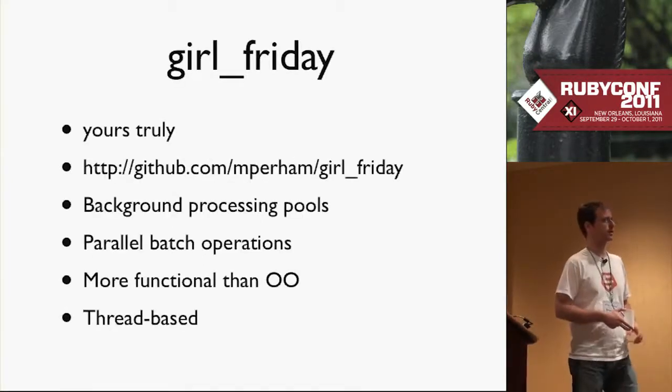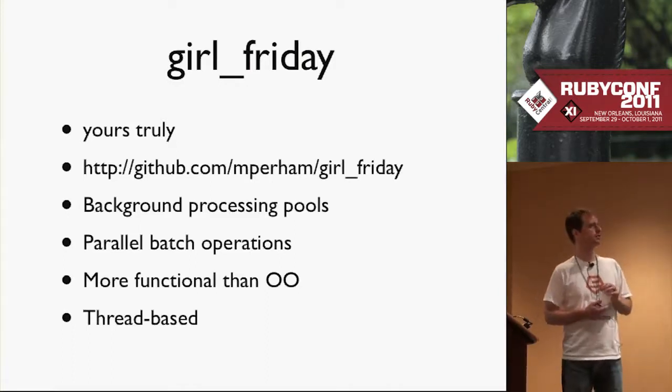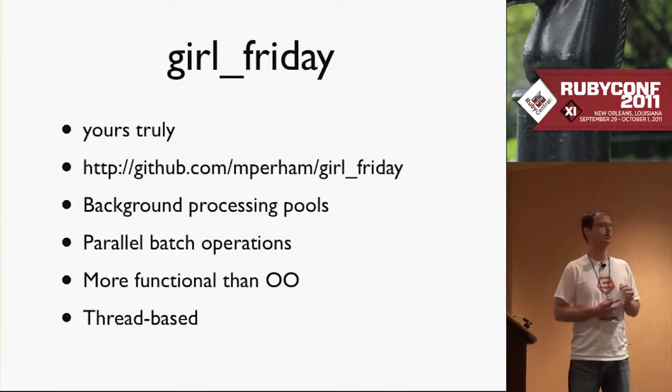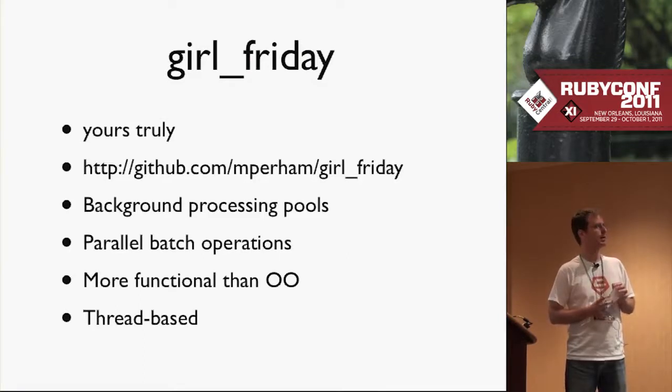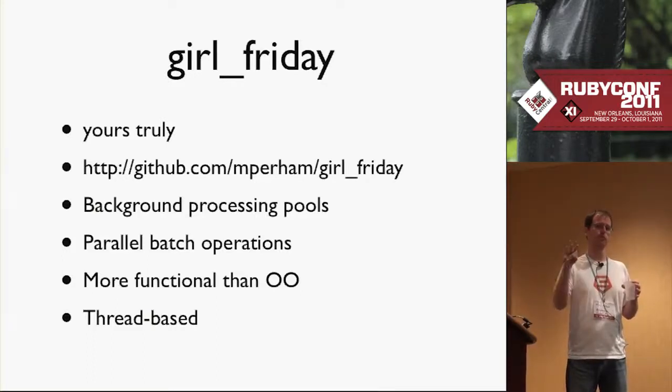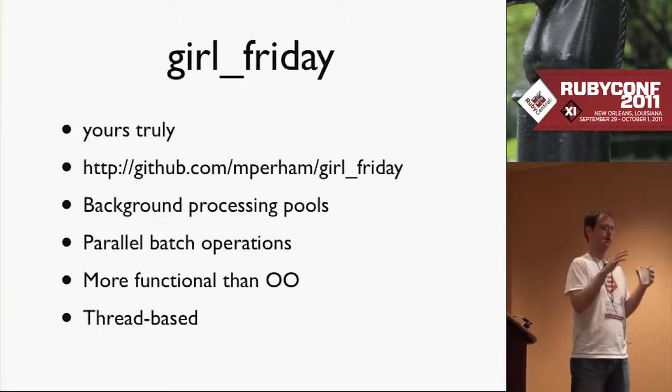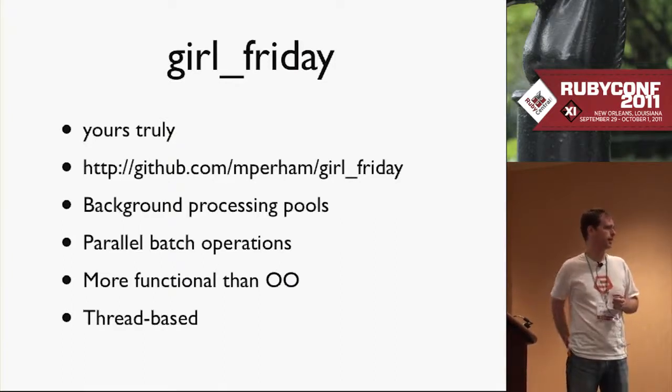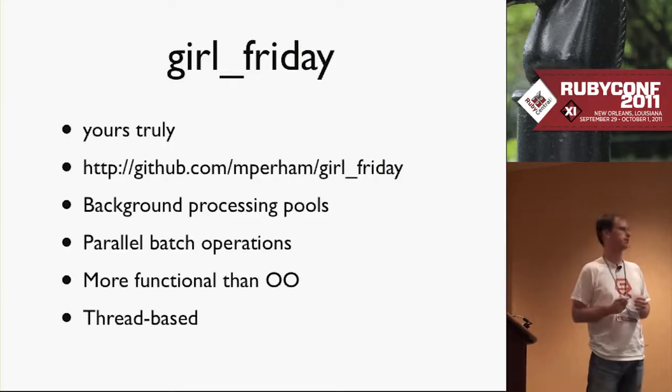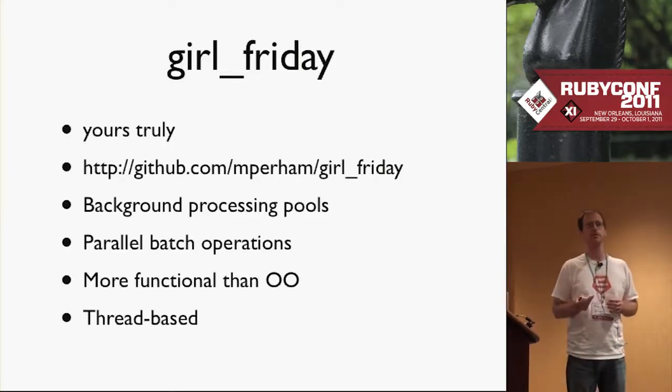Girl Friday is the third project I want to talk about. This is my project. It is based on Actor.rb, so it's layered on top of Actor.rb. But it provides background processing tools where you have a supervisor and then a pool of workers behind that supervisor. It also provides parallel batch operations, so you can give it a large amount of work, and it'll give that work to the workers, and then you can block waiting for the entire batch to be completed. It's designed as more functional than object-oriented. I'll show you what that means here in a second. And it's solely thread-based.